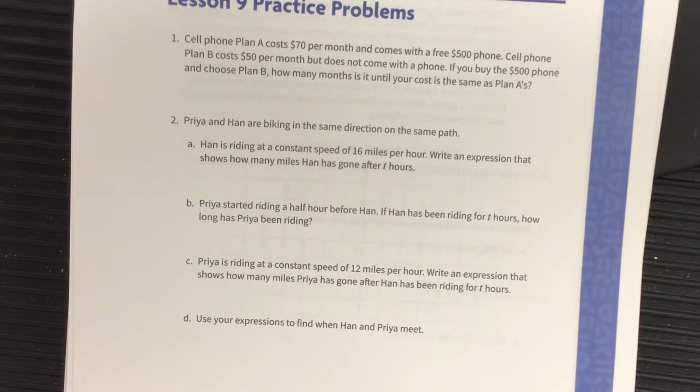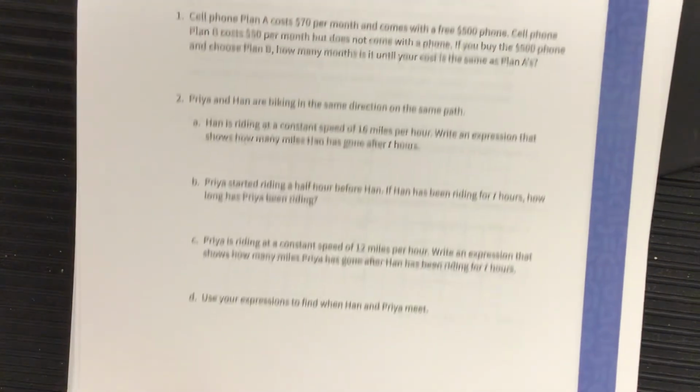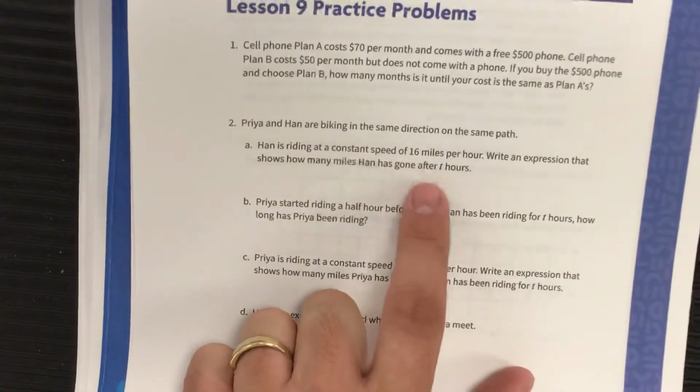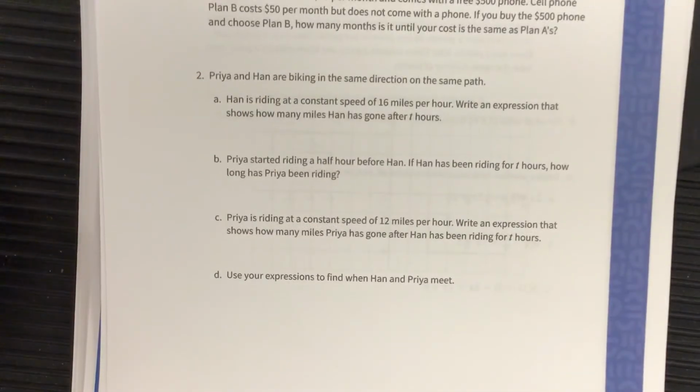Question 2. Two people are biking. That's going to be similar to the elevator question. One is going 16 miles per hour. Write an expression. I think with the step-by-step questions there, you will be fine. Not going to be an X there, it's going to be a T. We're using T for time. So there will be a T in every equation.